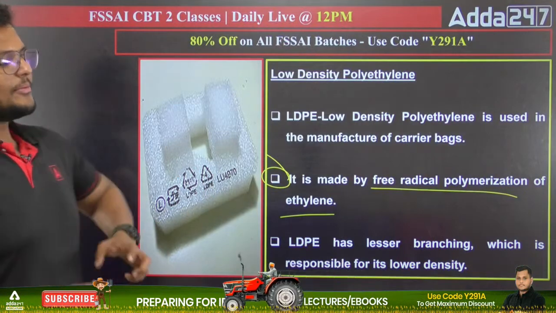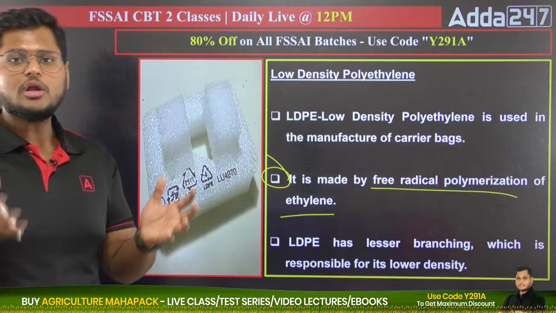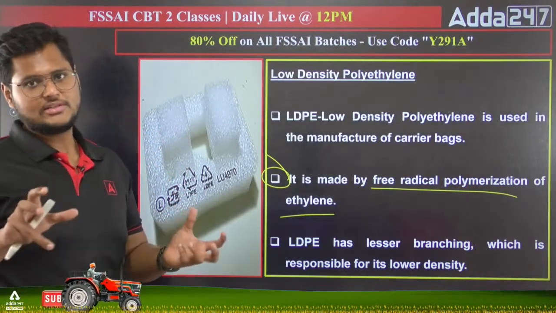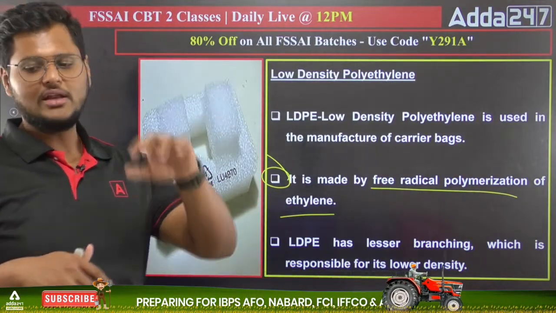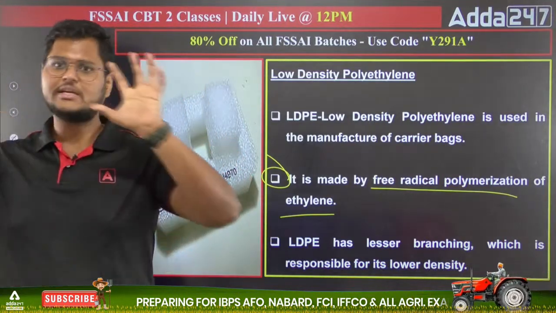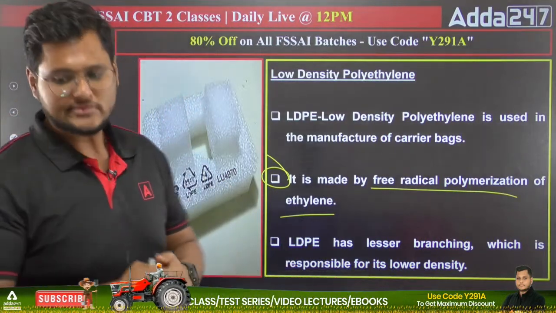Okay, so if the branching will be more in between the chemical bondings, then obviously the material will be more dense. If the branching will be less, then it will be less dense. You can remember it from a simple example. If we look at a tree, the more the branches, the higher will be the density of the leaves. The lesser the number of branches, the lower will be the density of the leaves or the tree.